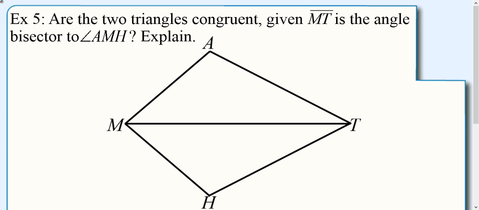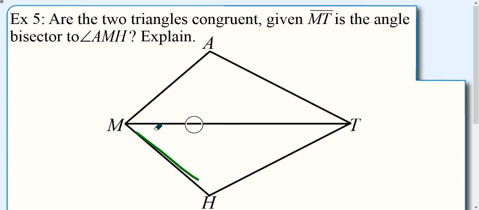So we're going to look at these two triangles. We're looking for what we're told and we're looking for what we see. It doesn't really matter which way you attack it. If you want to start with what you're told and then go to what you see, that's good. If you want to start with what you see and then go to what you're told, that's good too. So MT is the angle bisector to AMH. Here's AMH. MT is the angle bisector. So MT cuts that angle in half. So that means it makes two equal congruent angles.